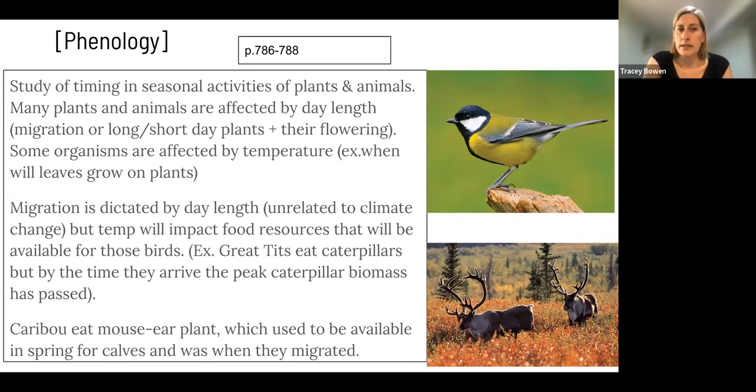Migration is dictated by day length, and that's going to be unrelated to climate change. So climate change is not affecting how our planet orbits the sun, but temperature will affect food resources that will be available for those birds.